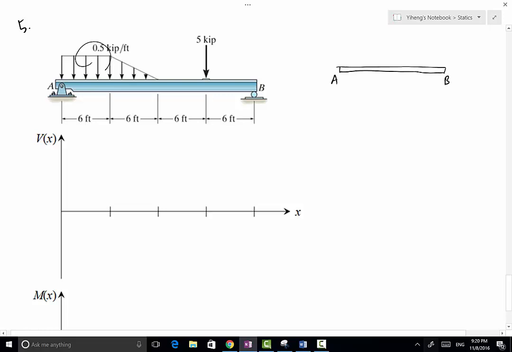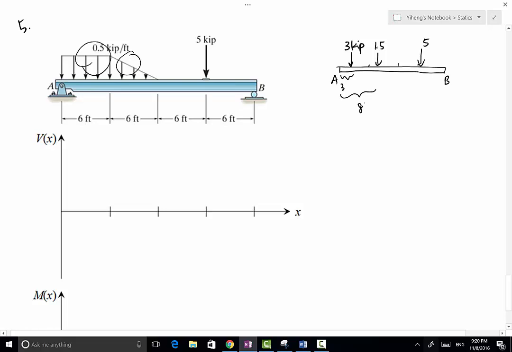We have a distributed load. This much is 0.5 times 6, so that is going to be 3. So 3 right here in the center, 3 kip. And then this much is 0.5 times 6 divided by 2, so 1.5 right here. And then we have a 5 kip force right here. And then this distance is 3 feet. This distance is going to be 8 feet.